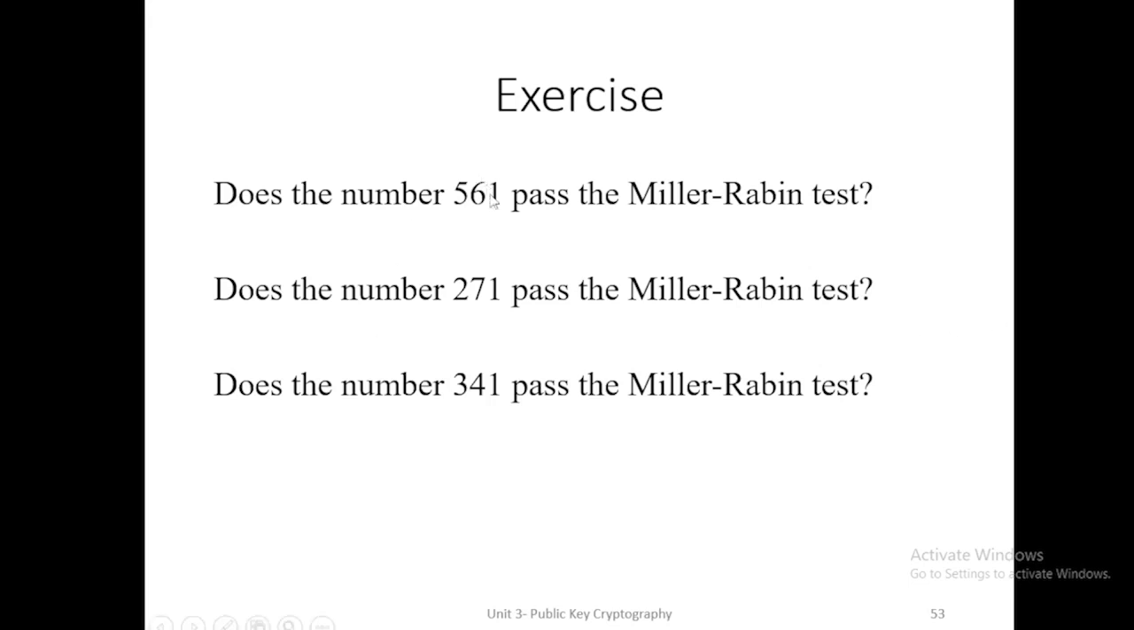So these are the exercise values. You implement the same Miller-Rabin testing for finding whether 561 or 271 or 341 are prime or not by using this technique.